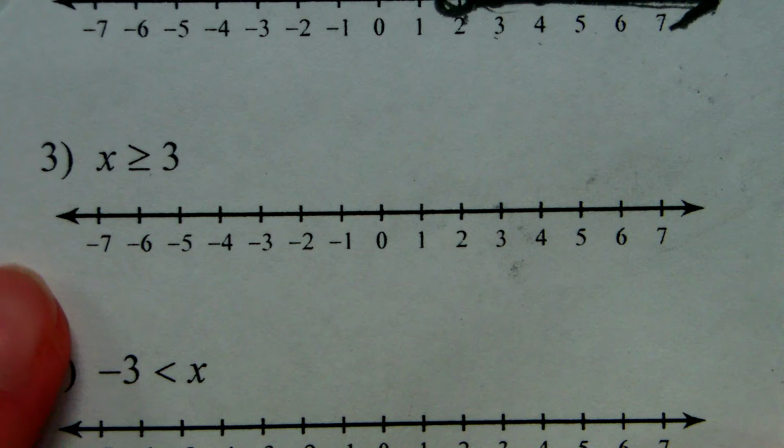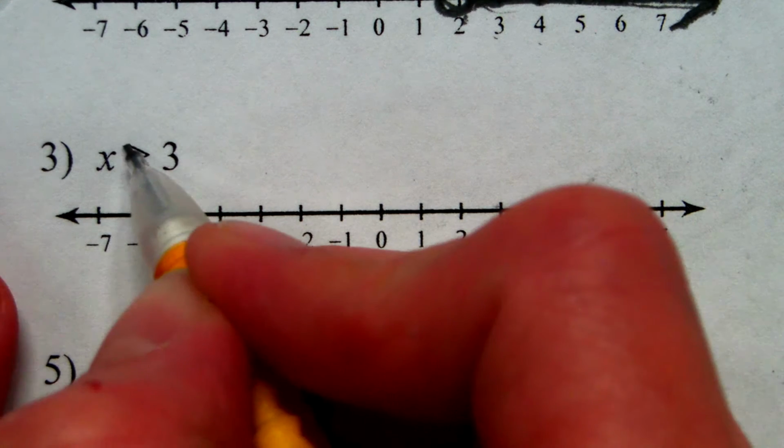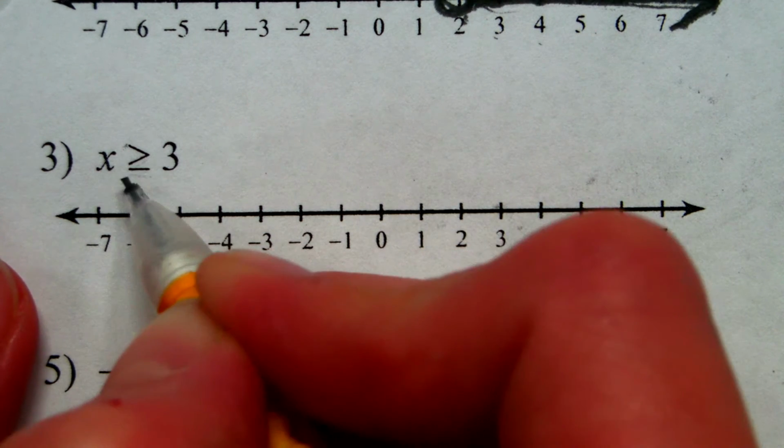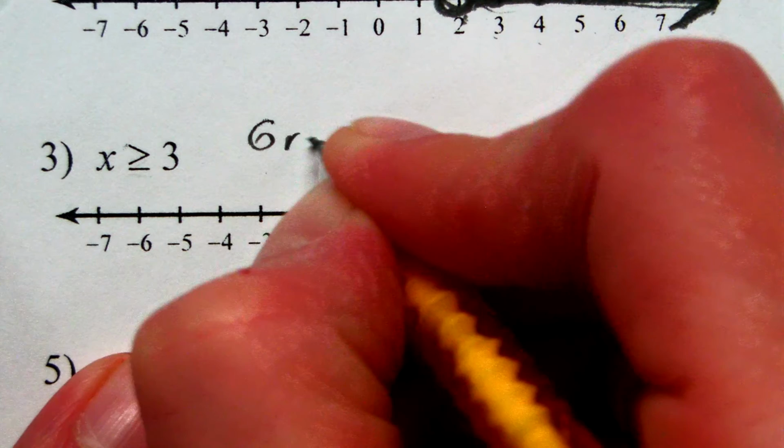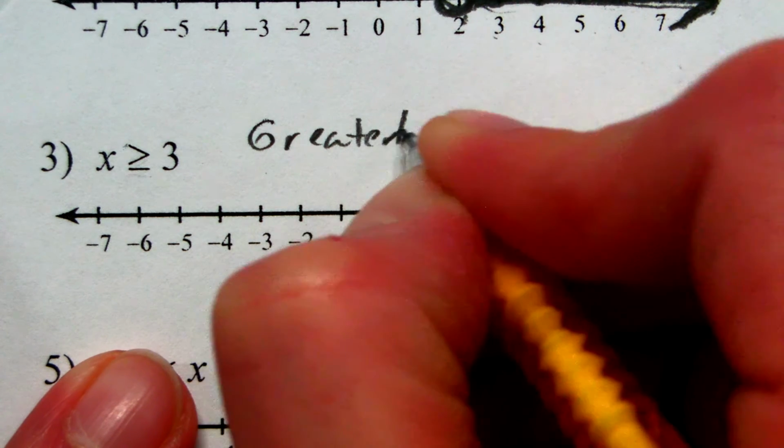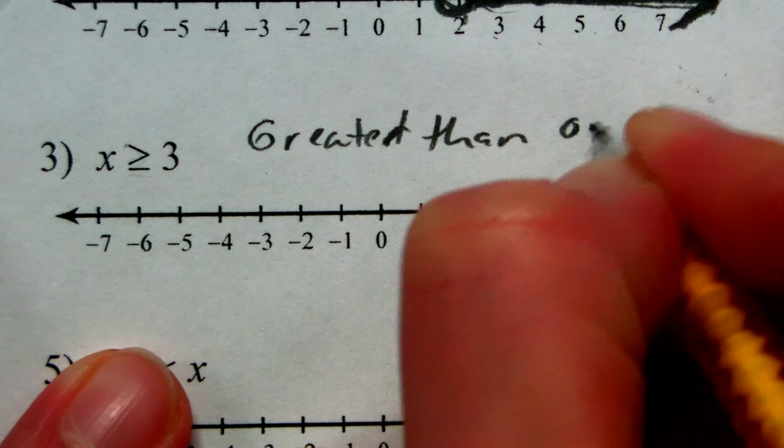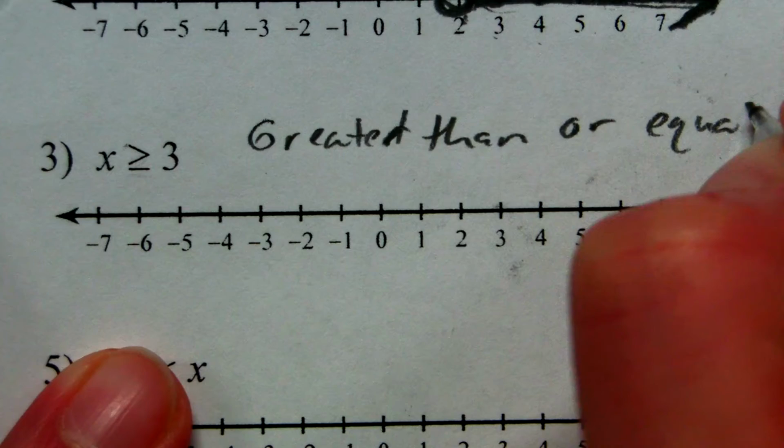Let's take a look at number 3. If I have a greater than symbol with a little bar underneath it, what that means is greater than or equal to.